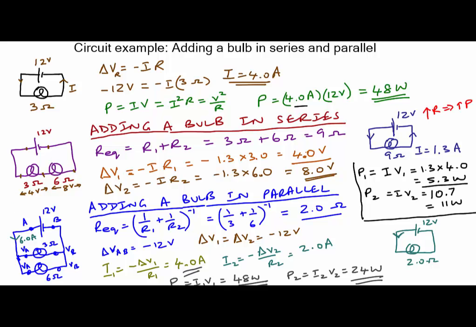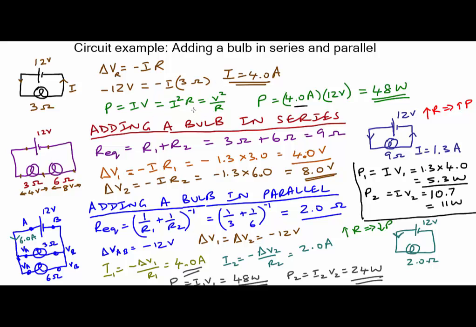But when I have resistances in parallel, the answer changes. Higher resistance means lower power. You can see that the 6 ohm bulb only has 24 watts of power, while the 3 ohm bulb has 48 watts of power. Now, how can that be? Well, let's go back to the definition over here, and we've got to be careful when we use these equations.